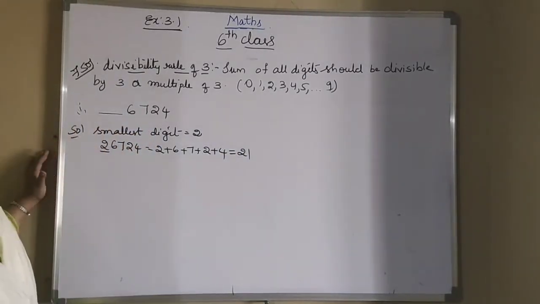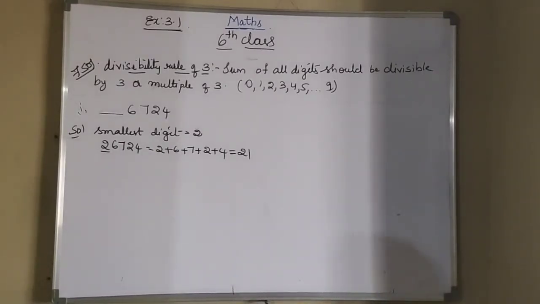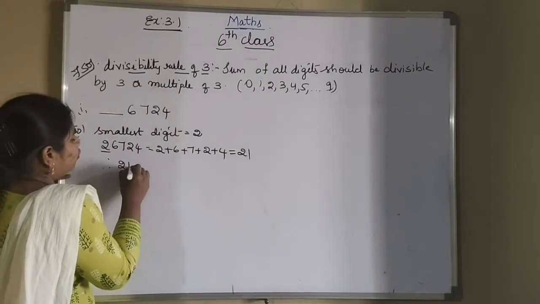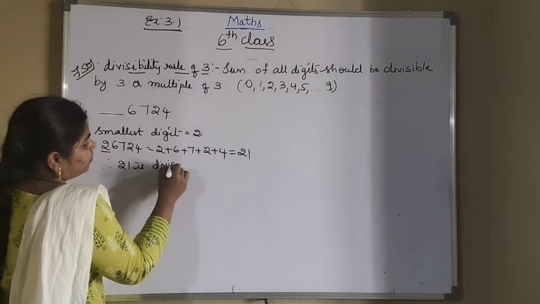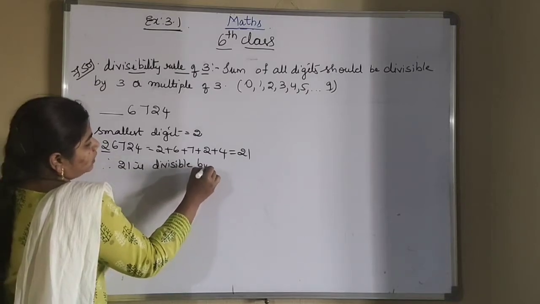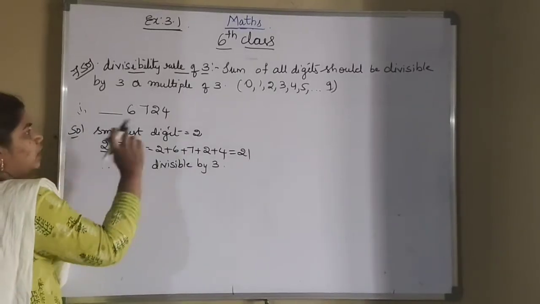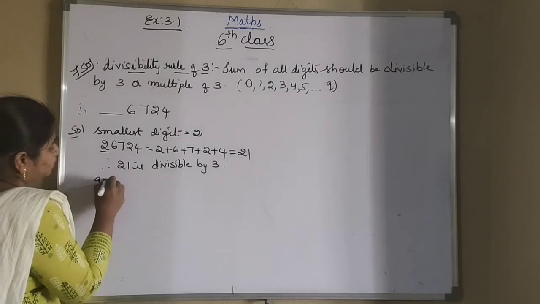So 21 is divisible by 3. Okay, so we got the smallest digit as 2. Now the greatest digit.